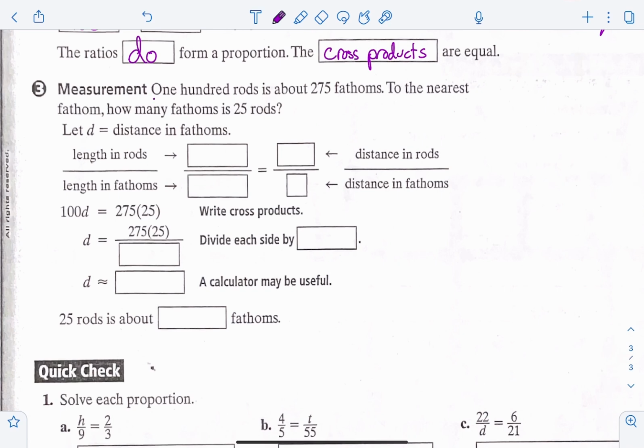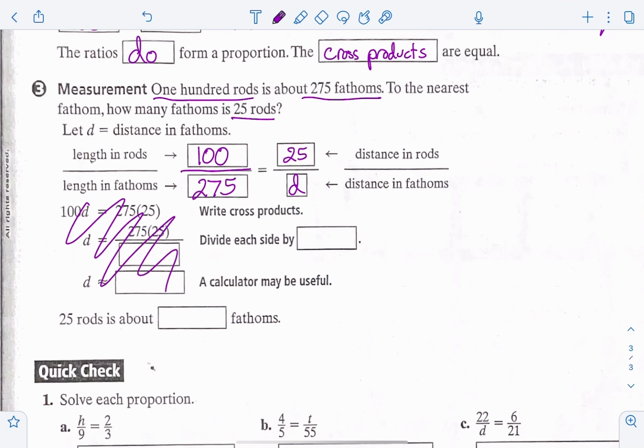Sorry, 100 rods. So length in rods, 100, over length in fathoms, which is 275 that they gave us. That's our first proportion. And then they said 25 rods, and we don't know the distance in fathoms. Okay, so that's how we would set that one up. Then we're going to do the cross products. I'm going to do it off to the side so we can set it up better.